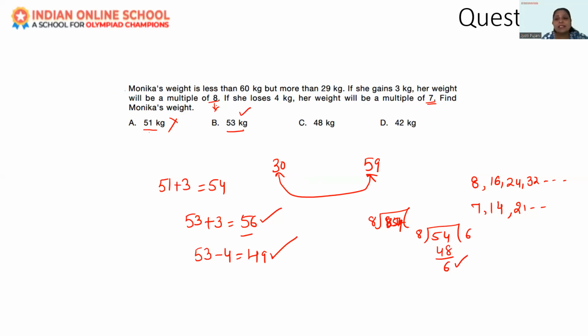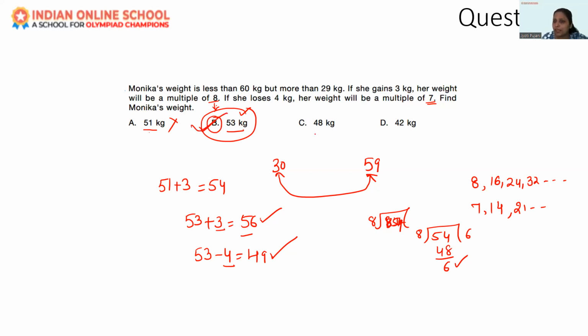Otherwise the calculation is not possible for grade 4. I will not suggest you do that. You can do it, and if you can, that's very good. But I will not suggest you do the long calculation. This is also the best way to do this question. Okay, so the answer will be B. If she gains, it means I have added, and if she loses, it means I have subtracted. So you can see that 56 is a multiple of 8 and 49 is a multiple of 7. Both conditions are satisfied, so the answer will be B.